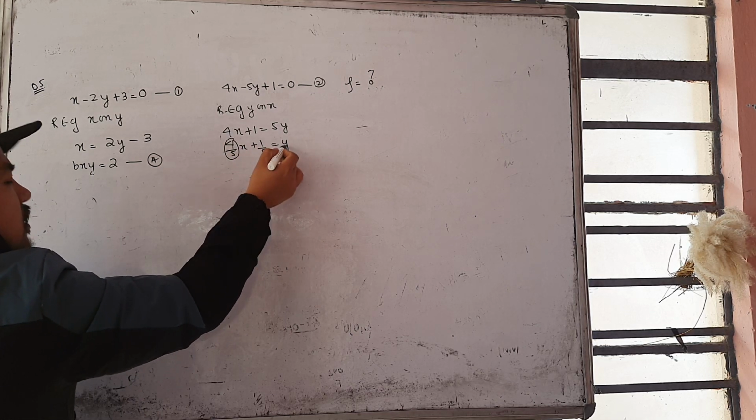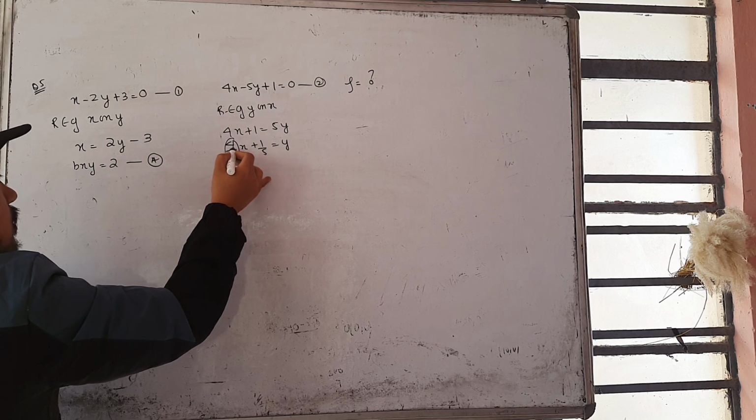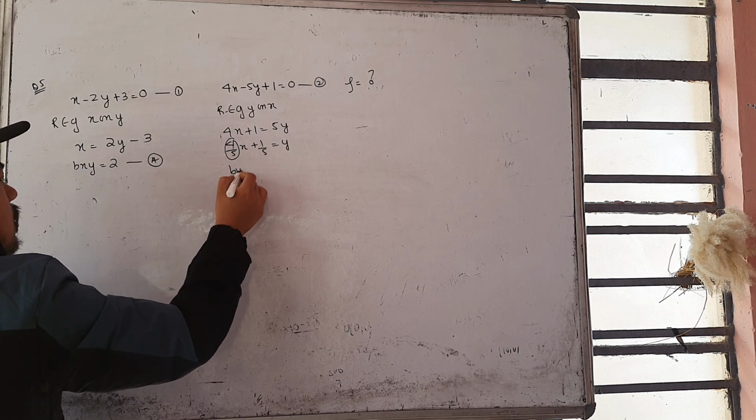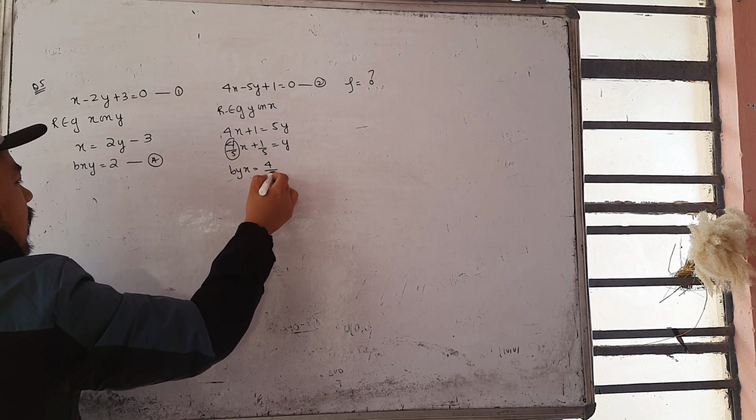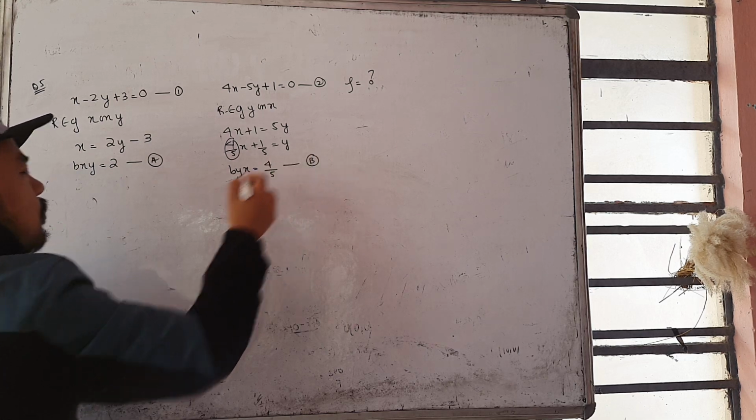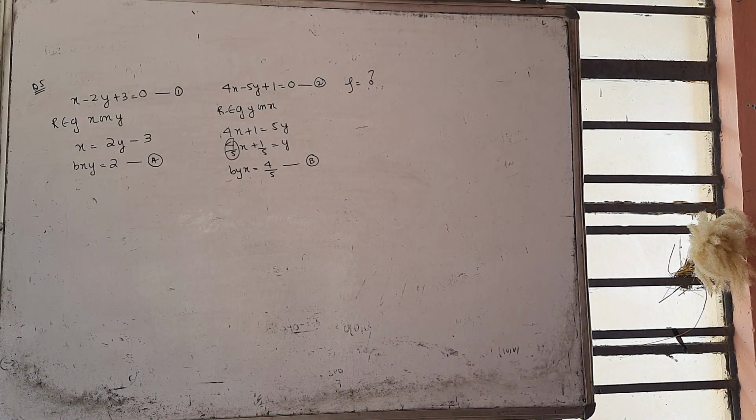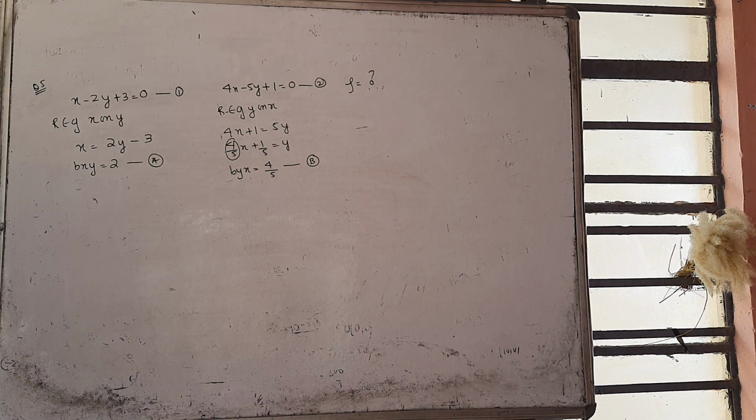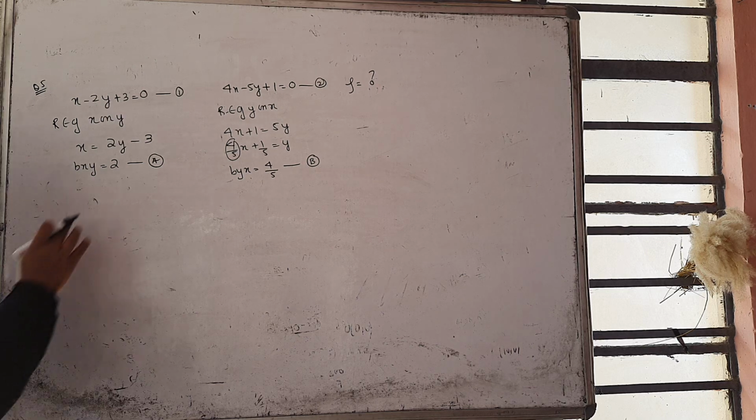So 4 by 5x plus 1 by 5 equal to y. So what is this in terms of y? So what is in front of x? 4 by 5. What is that called? byx. That is 4 by 5. Now we got the value, but we are not sure whether the answer is right or wrong. Is it clear, everyone? Now, how do you check whether it's right or wrong, everyone?